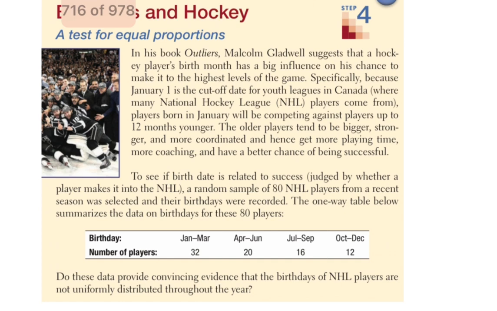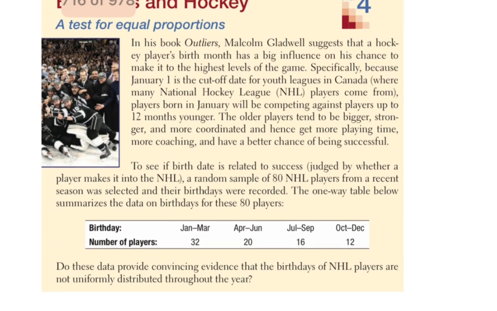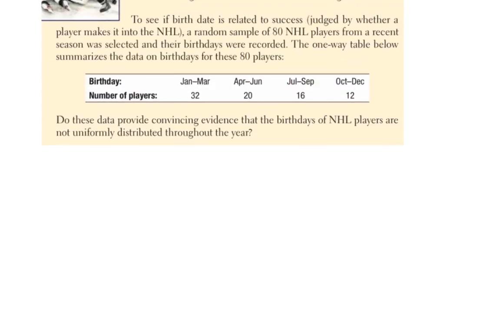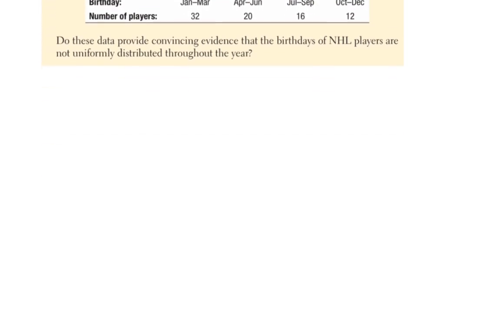To see if birth date is related to success, a random sample of 80 NHL players from a recent season was selected and their birthdays were recorded. The one-way table below summarizes the data on birthdays for these 80 players. The number of players born between January and March was 32, April to June is 20, July to September 16, and October to December 12. Do these data provide convincing evidence that the birthdays of NHL players are not uniformly distributed throughout the year? Let's see if there is any relation between birth date and success.